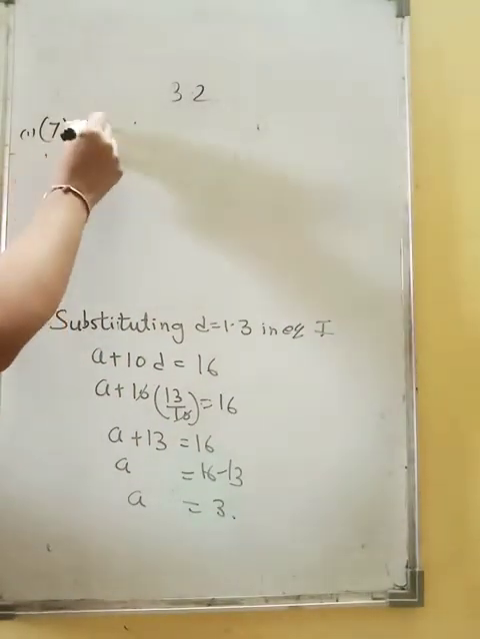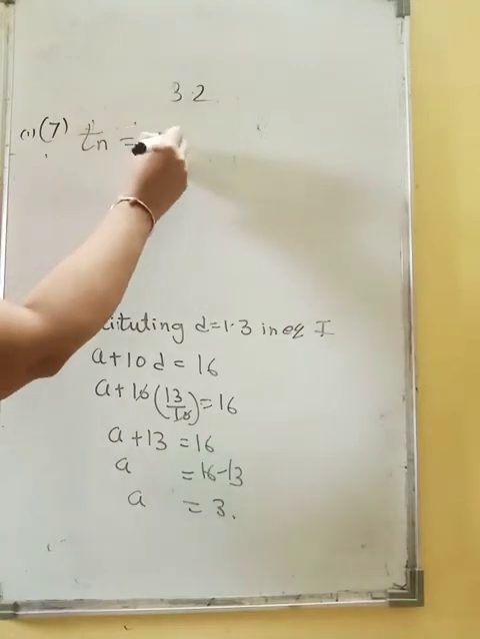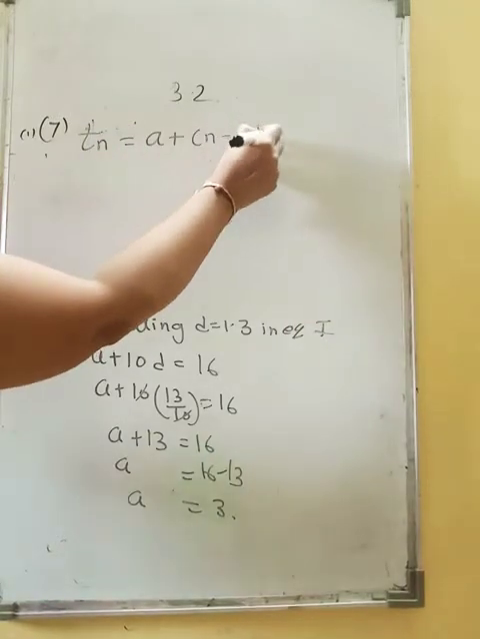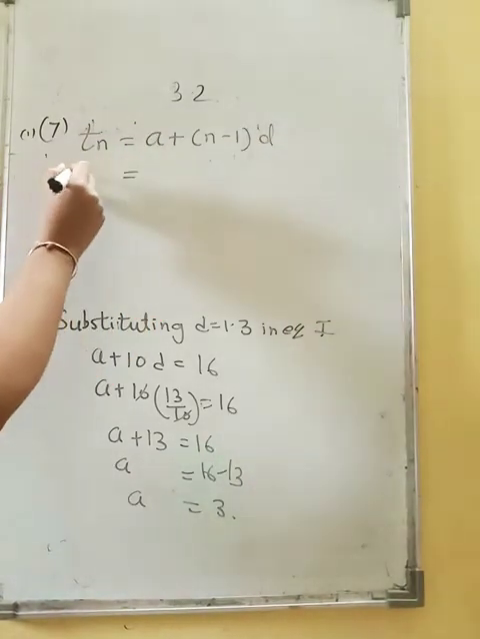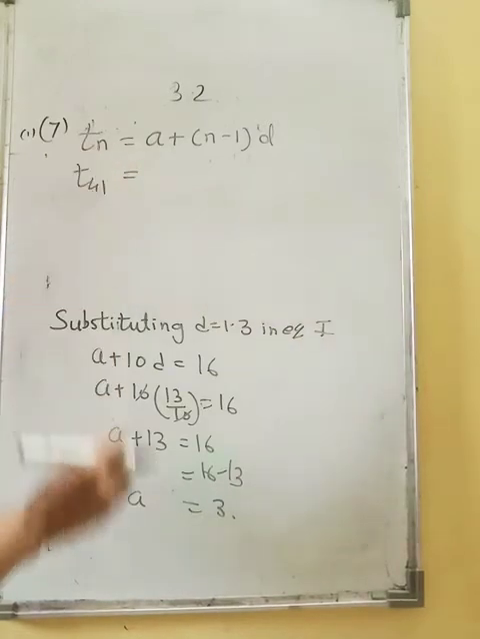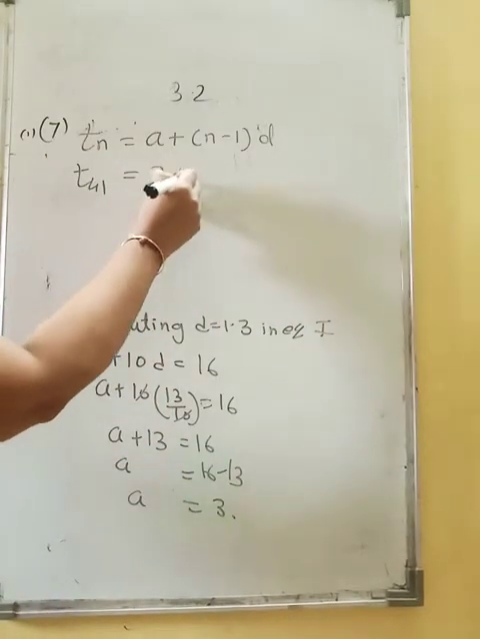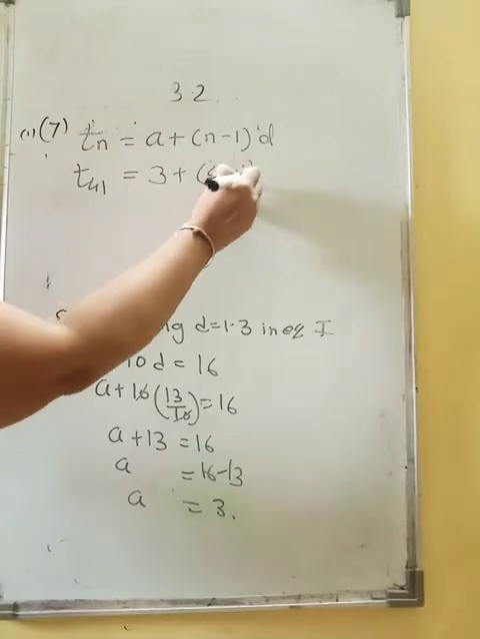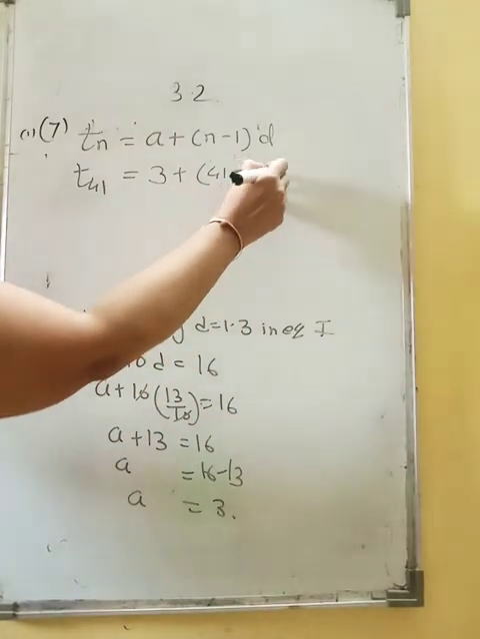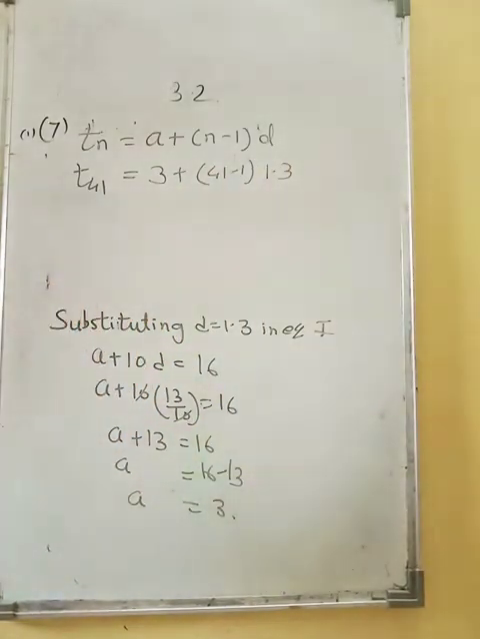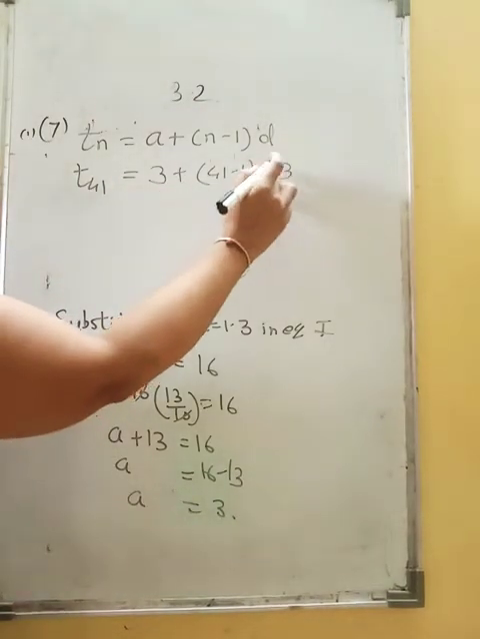Tn is equal to a plus n minus 1 into d. Correct. Now I will substitute. a is equal to 3, n is 41, and d is 1.3 or 13 upon 10. Whatever you find convenient, you can use it. Okay, so let us have 13 upon 10.